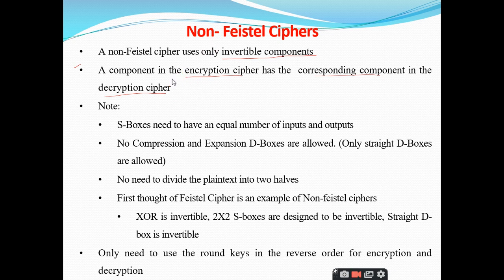If you have a mixer on the encryption side, the same mixer should be defined at the decryption side also. If you have a swapper on the encryption side, the swapper should be defined at the decryption side also. So it is similar to that of a Feistel, but note that S boxes need to have an equal number of inputs and outputs. Why do we have this restriction? Why is he saying that the S boxes need to have an equal number of inputs and outputs?